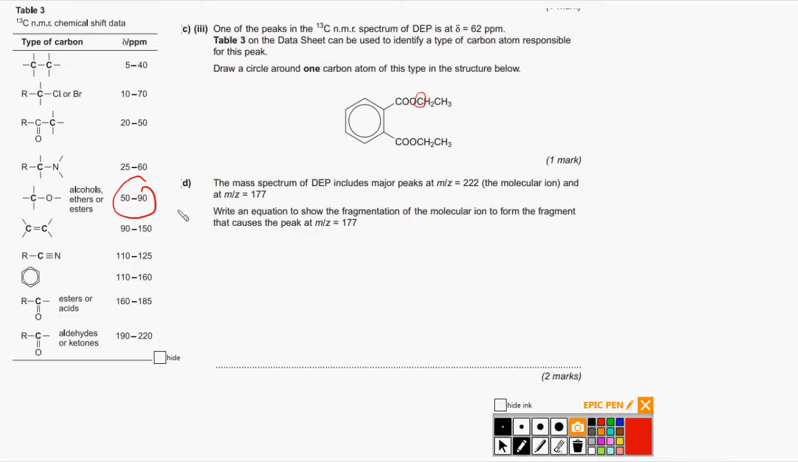Has a single bond to the oxygen and 3 other bonds, so that's our 1 mark there. The mass spectrum of DEP includes major peaks at m/z 222 and m/z 177.